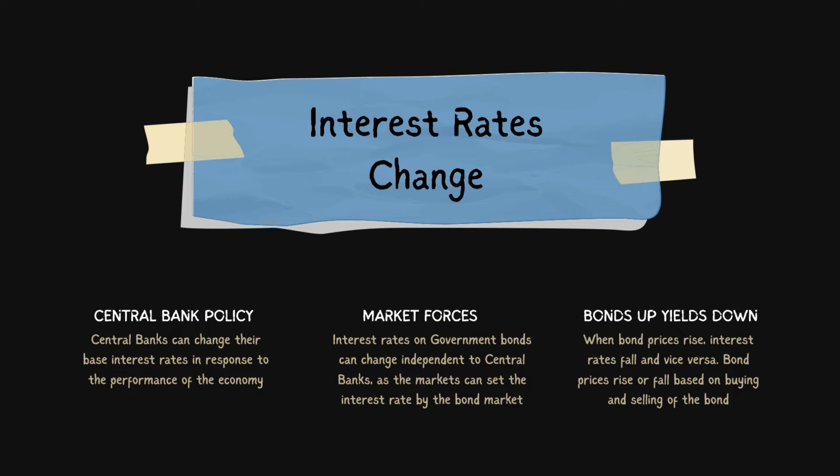So the central banks can actually change these themselves through policy, but also market forces can do this for them, because as people buy and sell bonds, the price of these bonds will go up or down. And if bond prices go up, it means interest payments go down on that bond. If bond prices go down, then interest payments will go up. So the market can set interest rates through the markets.